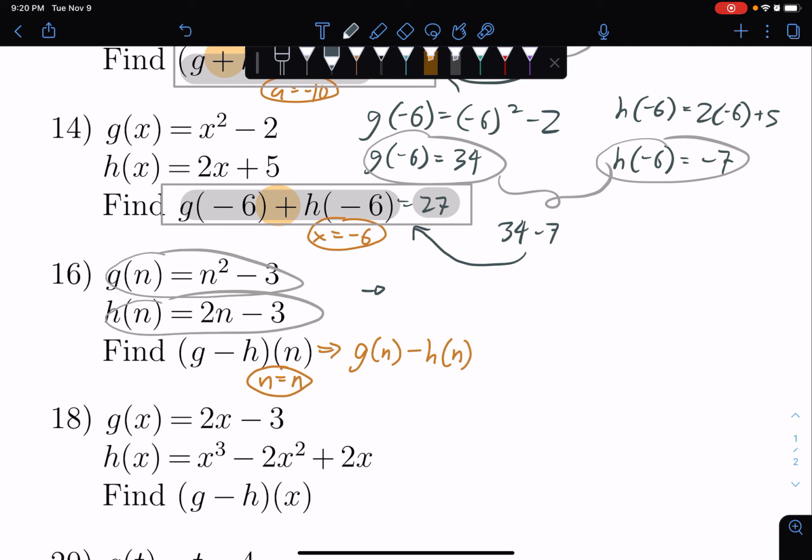So g of n, what do we have in g of n? n raised to 2 minus 3. Then we have a general minus sign over there, and we'll just place a parenthesis for safekeeping. So minus h of n. So h of n is 2n minus 3. Let's further solve that. n raised to 2 minus 2n minus 3 plus 3, since this one is going to be plus. This will be 0, so n raised to 2 minus 2n, and that is our final answer actually.